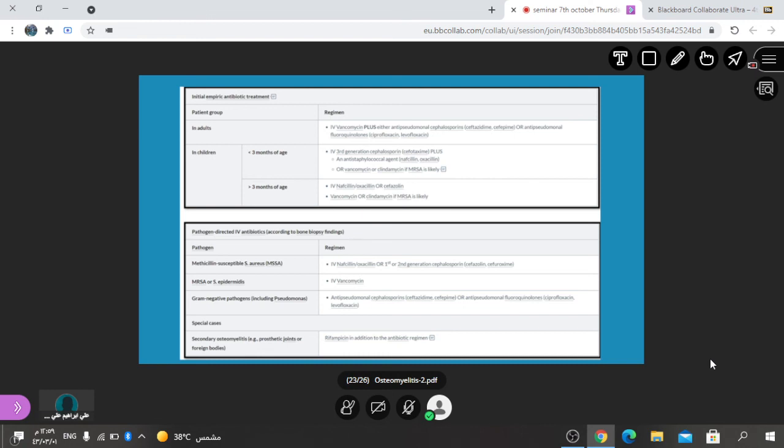There is a special case where the patient has prosthetic joints. Whenever we have a patient with prosthetic joints, we should add rifampicin to the antibiotic that we give depending on the culture and sensitivity. Rifampicin should be added whenever we have a prosthesis involved in the osteomyelitis.